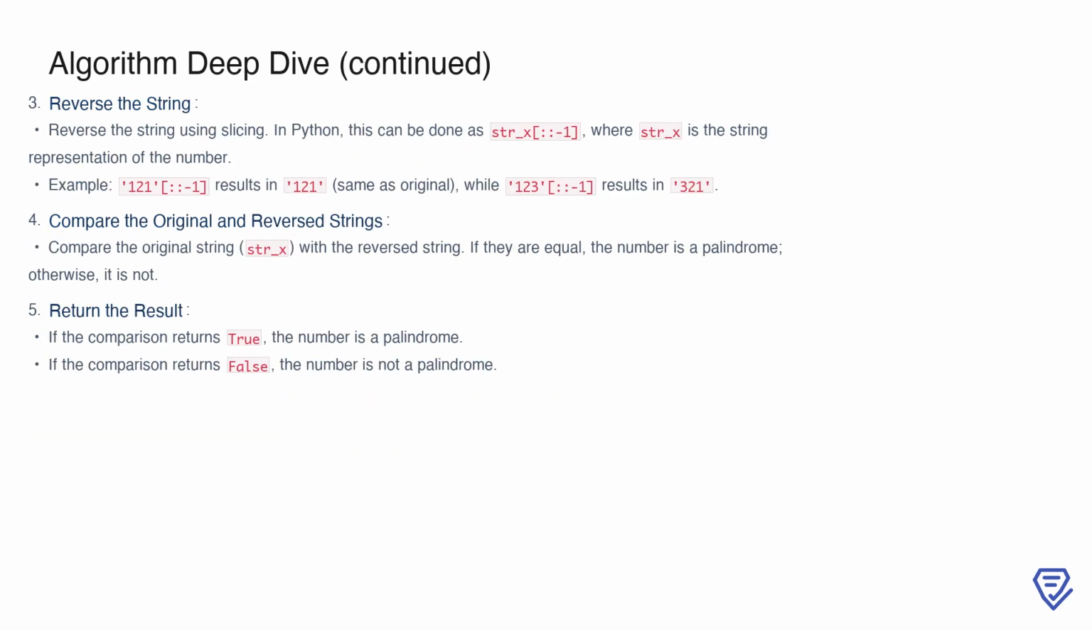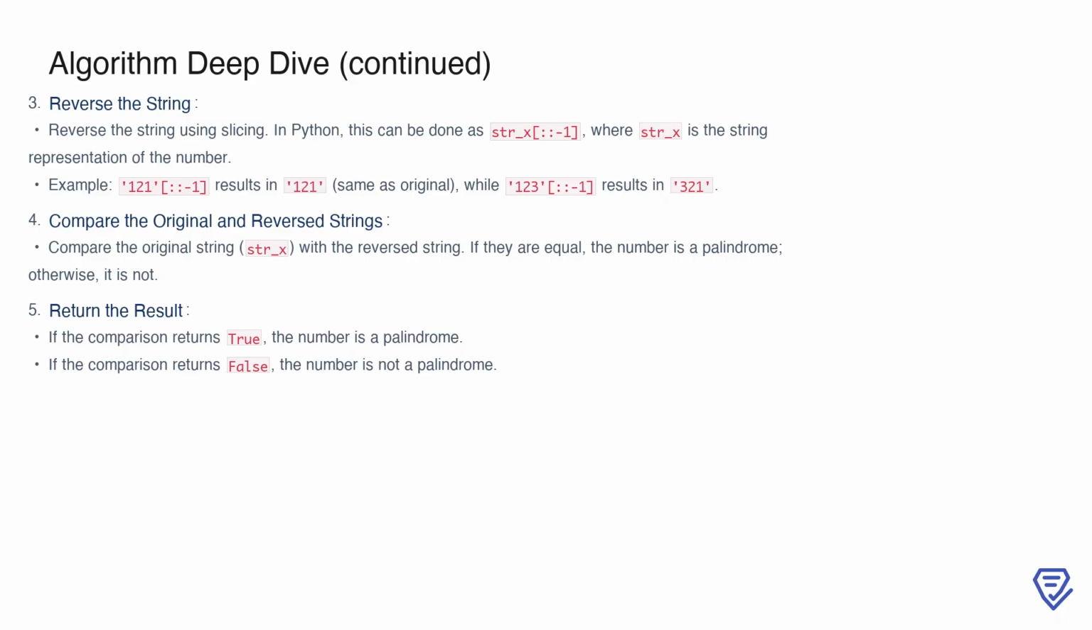After converting the number to a string, the next step is to reverse the string. In Python, this can be done efficiently using slicing with [::-1]. For example, reversing "121" results in "121", which is identical to the original string. On the other hand, reversing "123" produces "321", which is clearly different. Once we have the reversed string, we simply compare it to the original string. If they match, the number is a palindrome. If not, it isn't.